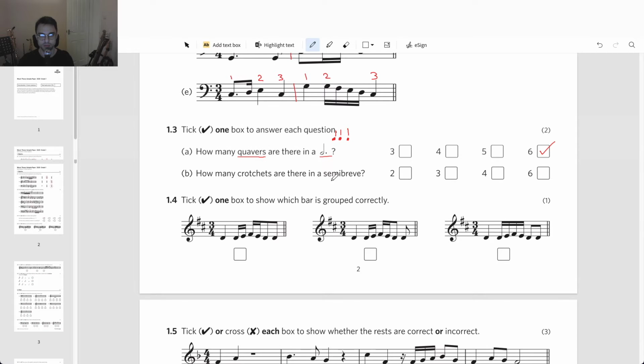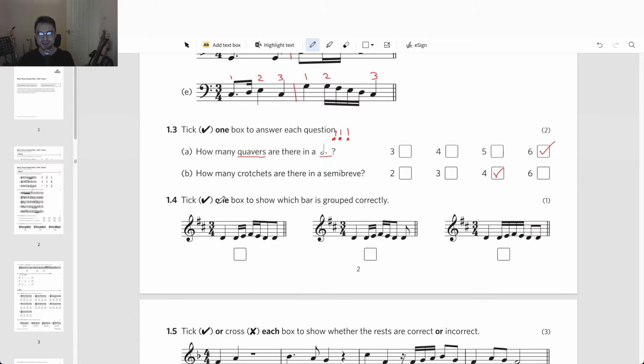Okay. Example B. How many crotchets are in a semibreve? So what is a semibreve? It is a 4-beat note. All right, 4-beat note, 4 crotchets. That's just something that we have to know.